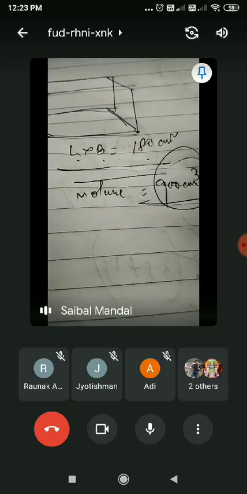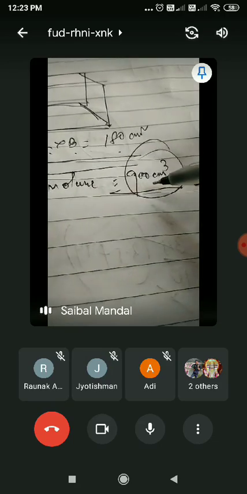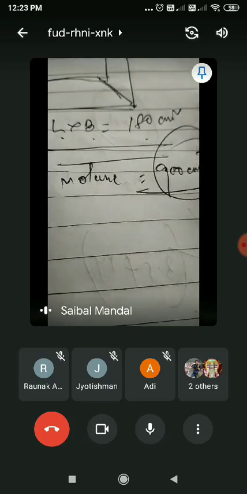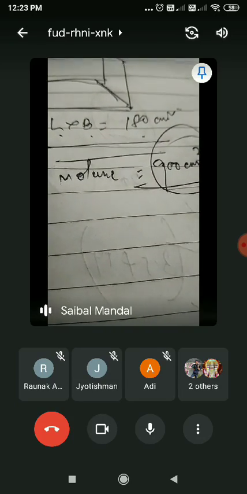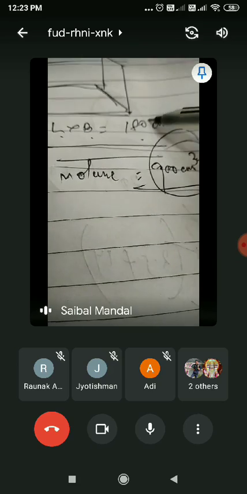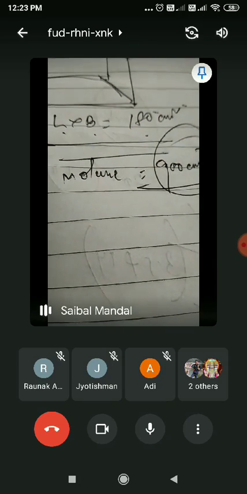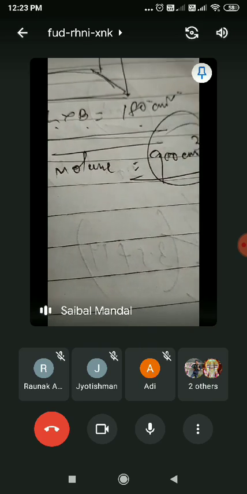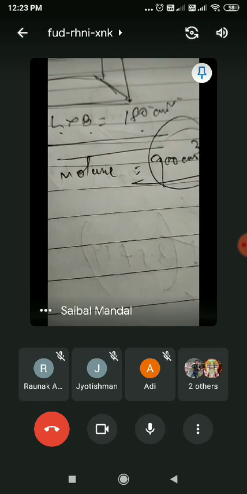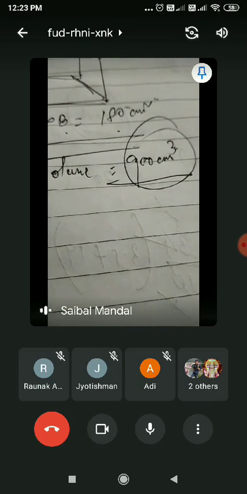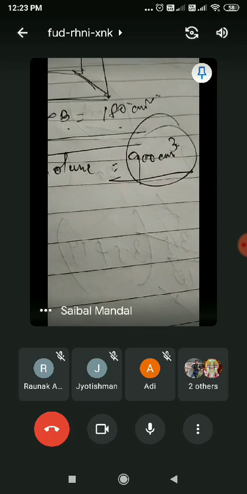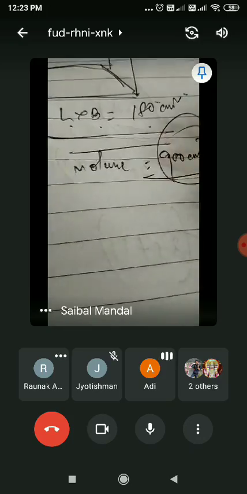Children, one thing I must say: why does the unit of volume come in cube, or to the power 3? Because we multiply 3 dimensions, length into breadth into height. Length is in centimeter, breadth is in centimeter, height is in centimeter. So when 3 centimeters get multiplied, it becomes centimeter cube. Am I clear, children? Yes, sir.